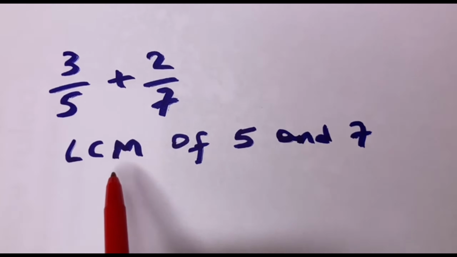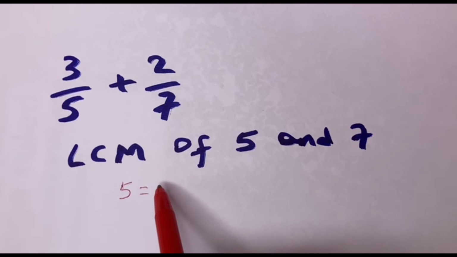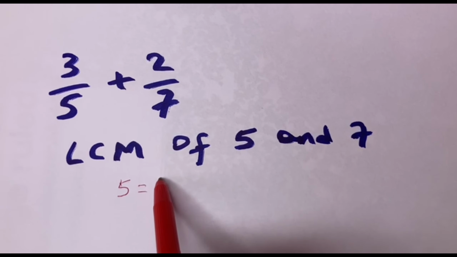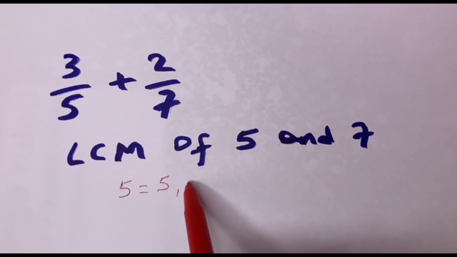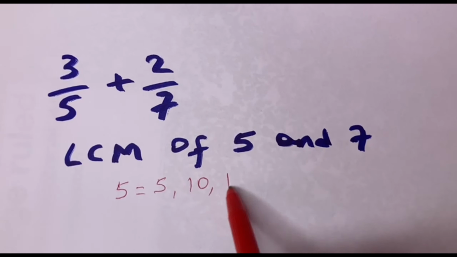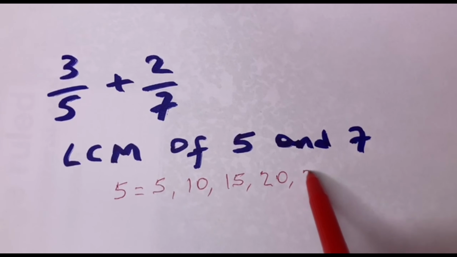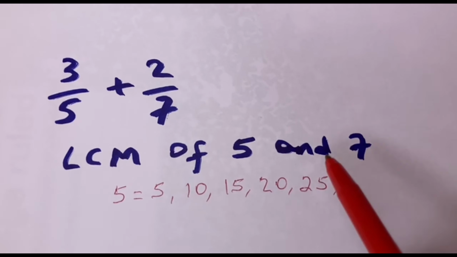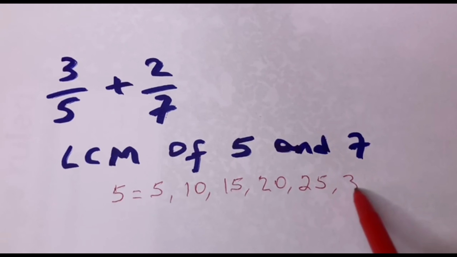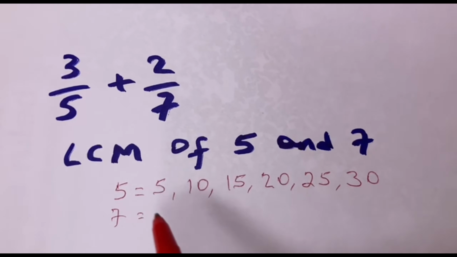Let's say for 5, what are the multiples of 5? We have to start multiplying. 5 by 1 is 5. Multiplied by 2 is 10. By 3 is 15. By 4 is 20. By 5 is 25. And by 6 is 30. For 7, let's start multiplying.